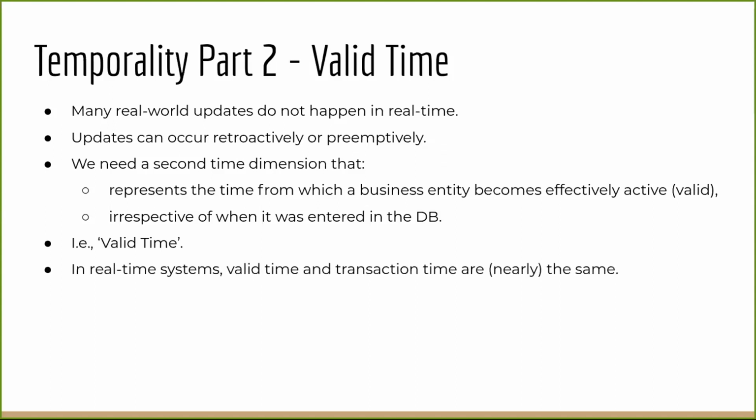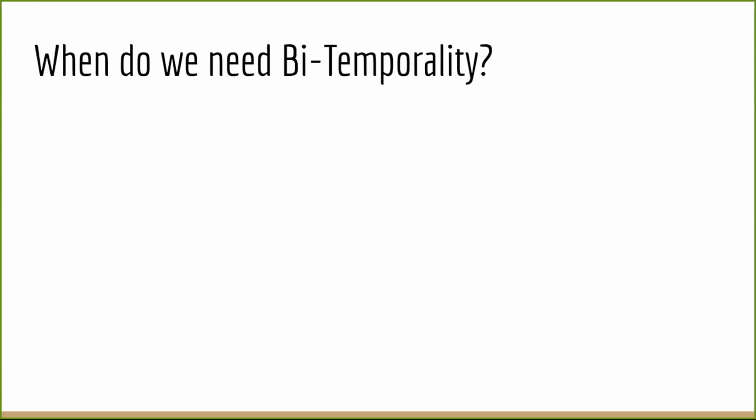There is a special case, however, wherein the valid time and the transaction time can be considered for most practical purposes to be nearly the same. And this is the case in real-time systems. So finally, any system that intrinsically understands and tracks both transaction time and valid time dimensions is considered to be bitemporal. So when do we need bitemporality?